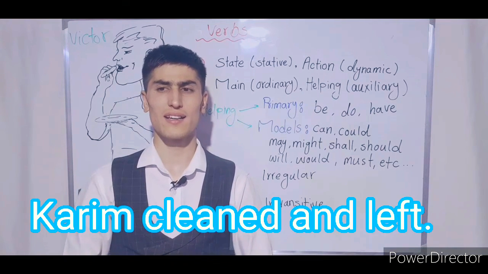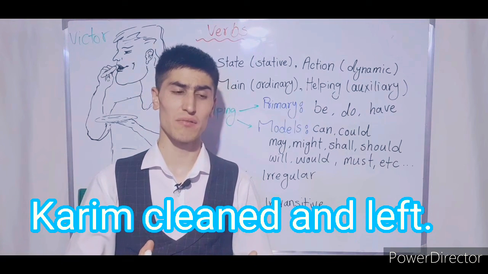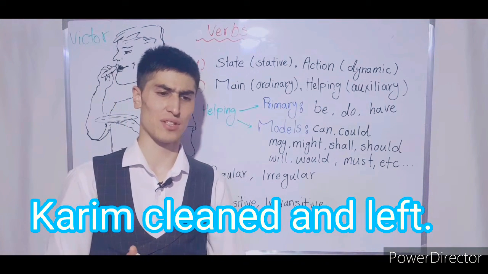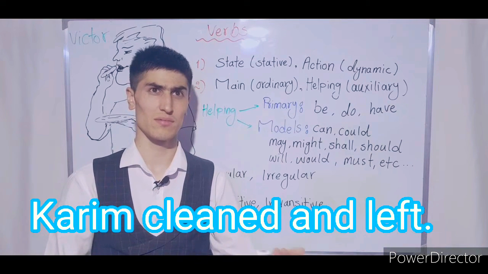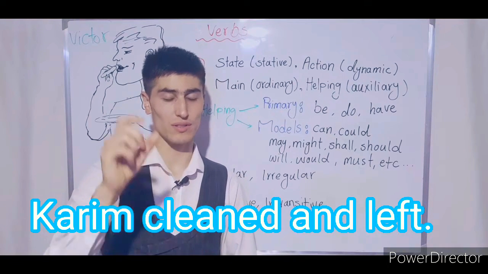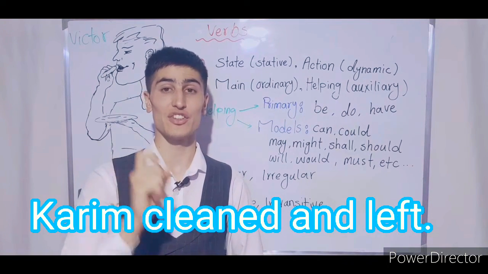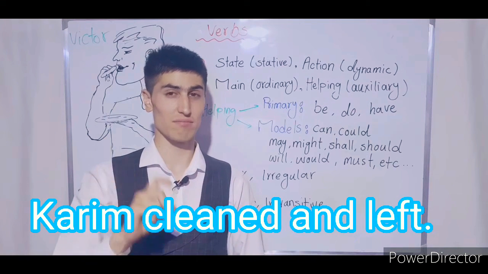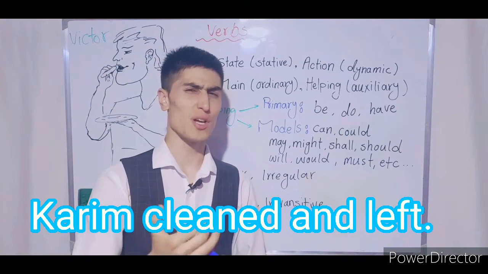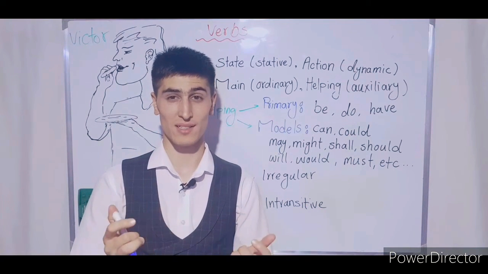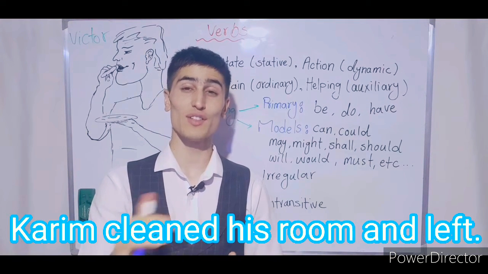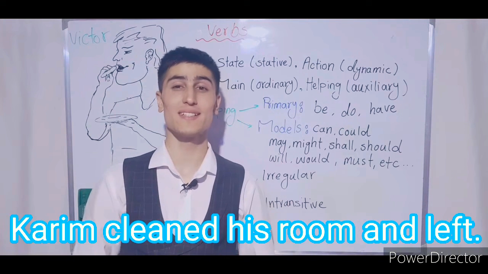For example, Karim cleaned and left. So in this example, Karim cleaned and left. What did he clean? It's not clear because the verb clean is a transitive verb and it needs an object. So we must give it an object. What did he clean? Let's make it correct. Karim cleaned his room and left. Karim cleaned his room and left. Now this is a complete sentence.